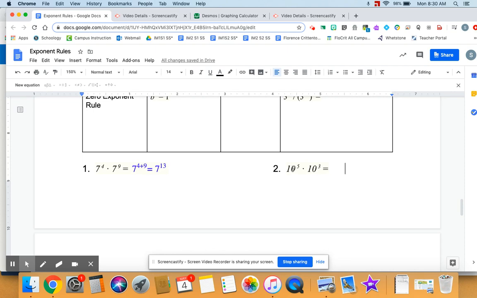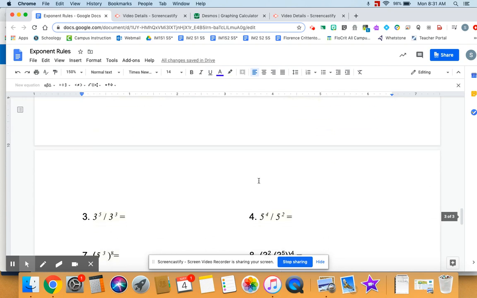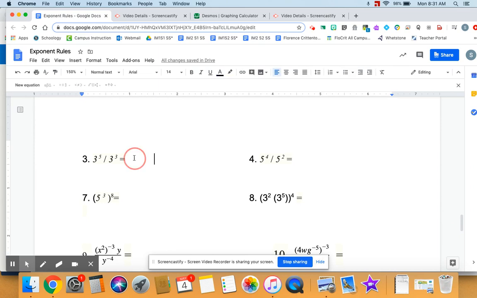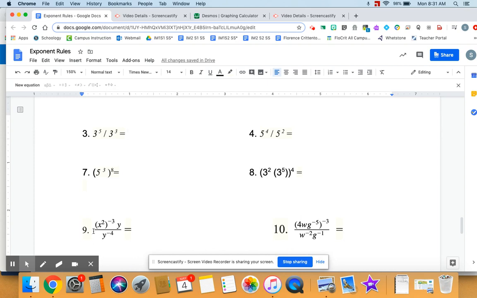Like here, 10 to the power of 5 times 10 to the power of 3, I add them, so it's going to become 10 to the power of 8. I'm just going to write it out, though. So 10 to the power of 5 times 10 to the power of 3 is 10 to the power of 8. Down here, this is now dividing. This slash means dividing, just like this fraction line means dividing. It all means the same thing.